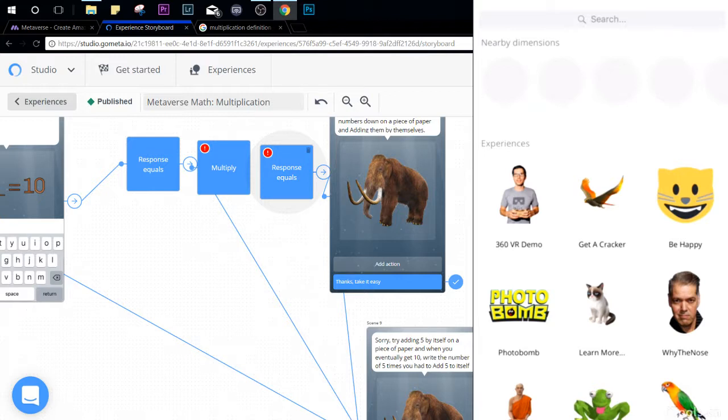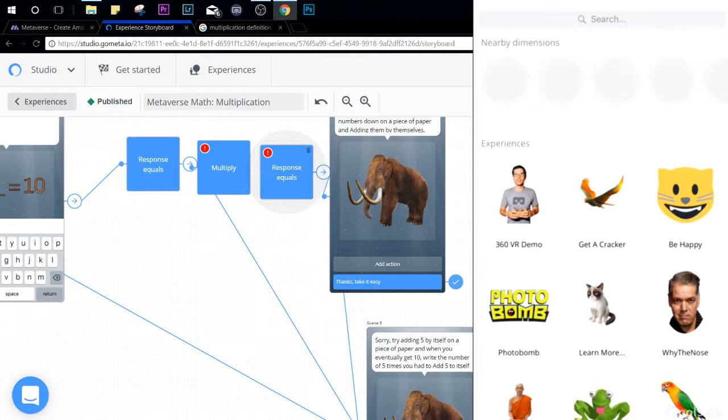Sometimes professors will say that. So now we're going to once again try putting in the wrong answer. Put in 1. Alright, cool, and it takes us to our alternate scene. Yeah, once again, sorry about that. That was a mistake. But in the alternate scene, I even say, try adding 5 by itself on a piece of paper, and when you eventually get 10, write the number of 5s you had to add to 5.